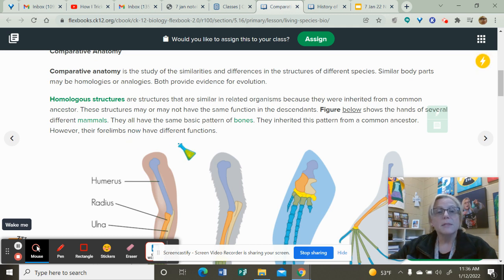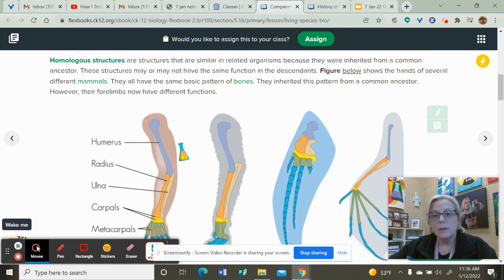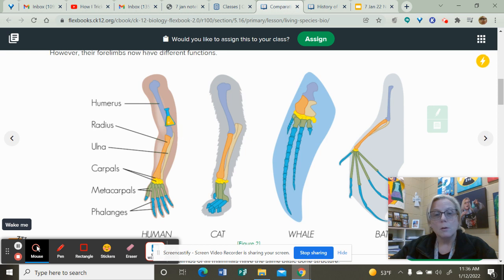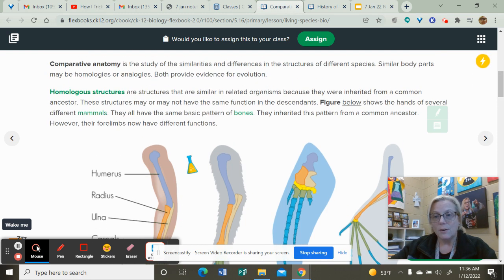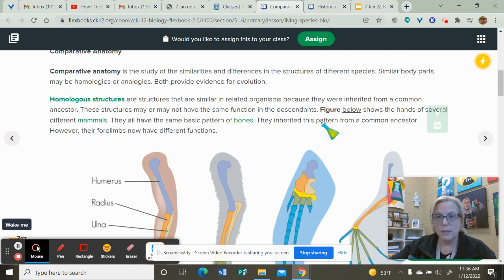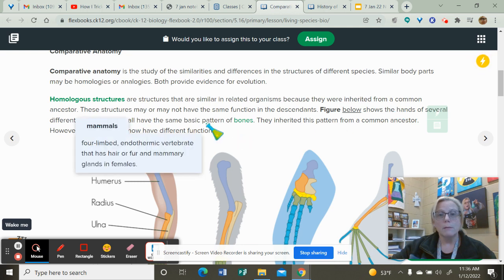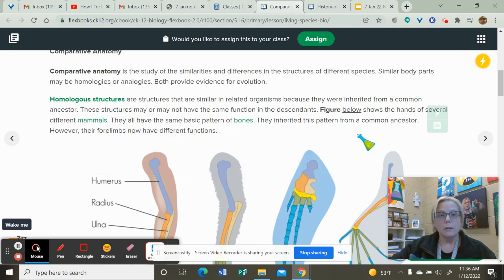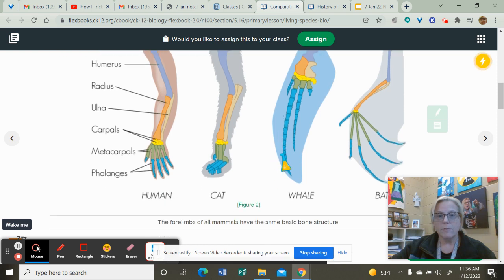However, their forelimbs now have different functions. So these are homologous structures. Now, I know that we keep talking about common ancestry. There's a distinction here between a recent ancestor and some ancestry that is very distant. So in homologous structures, they're inherited from a common ancestor that has the same functions.